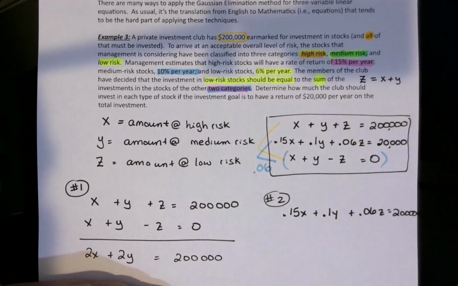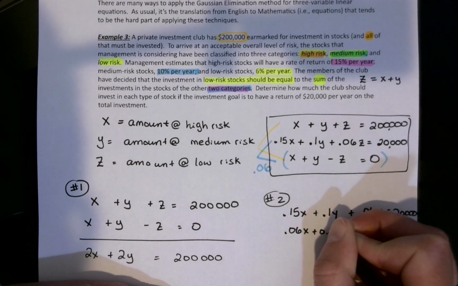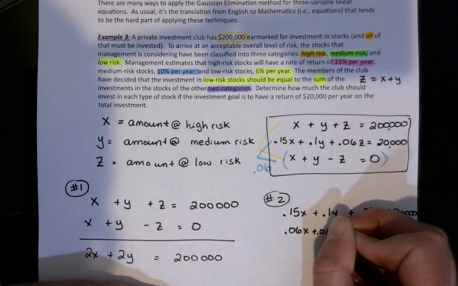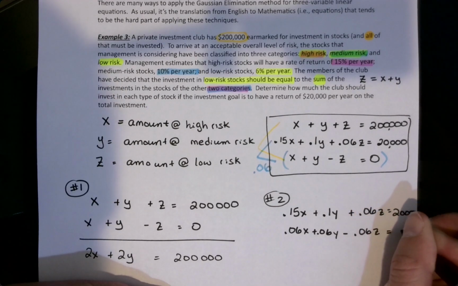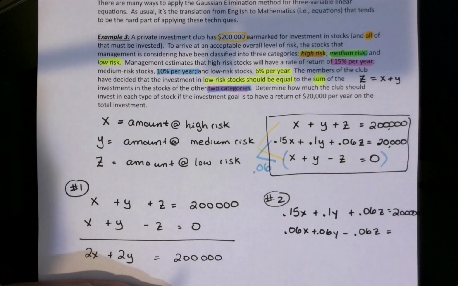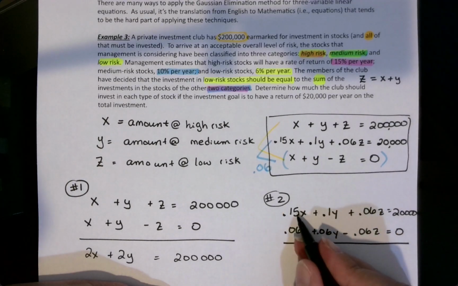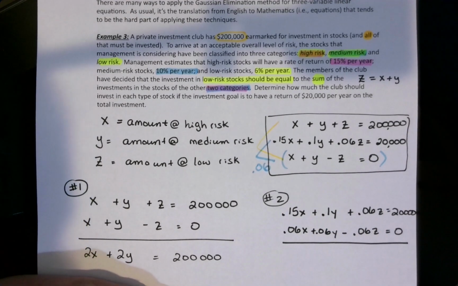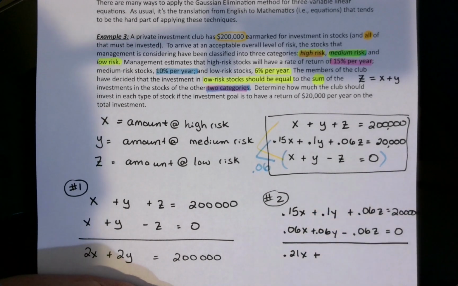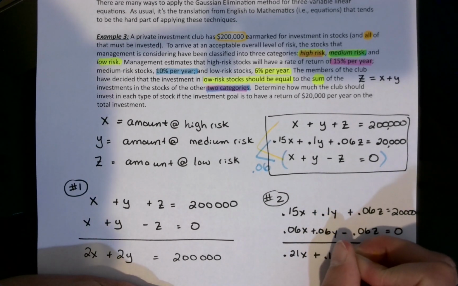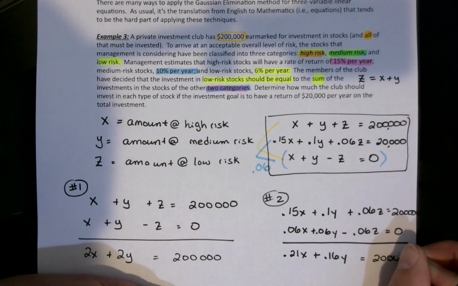When I multiply by the 0.06, I'll have 0.06x plus 0.06y minus 0.06z equals 0 times 0.06, which is still 0. When I add these up, 0.15 plus 0.06 is going to add up to 0.21x. 0.1 plus 0.06 is going to add up to 0.16y, and then the z's eliminate, add to 0, and 20,000 plus 0 is 20,000.